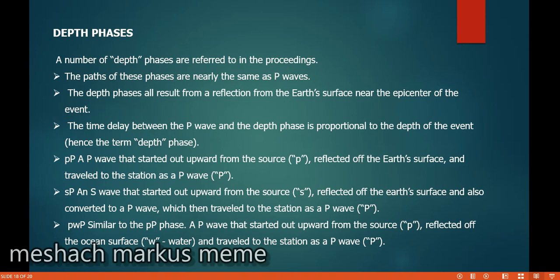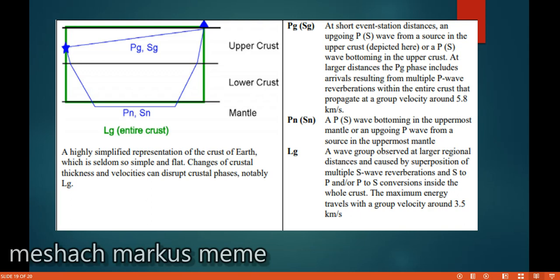We also have sP, an S wave that started out upward from the source as S, reflected off the Earth surface and was converted to a P wave. Mind you that it was an S wave that started out from the source, but when it gets reflected off the Earth surface, it gets converted to a P wave, which then travels to the station as a P wave. So we have seen a form of conversion from S waves to P waves.